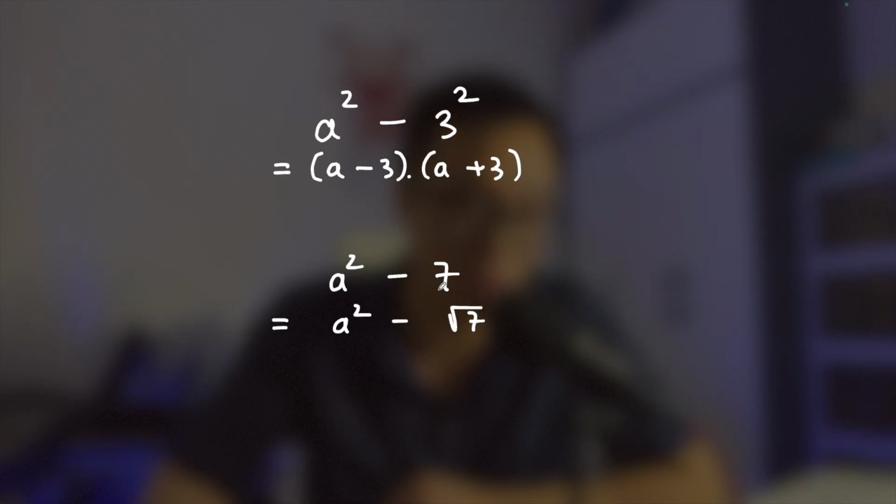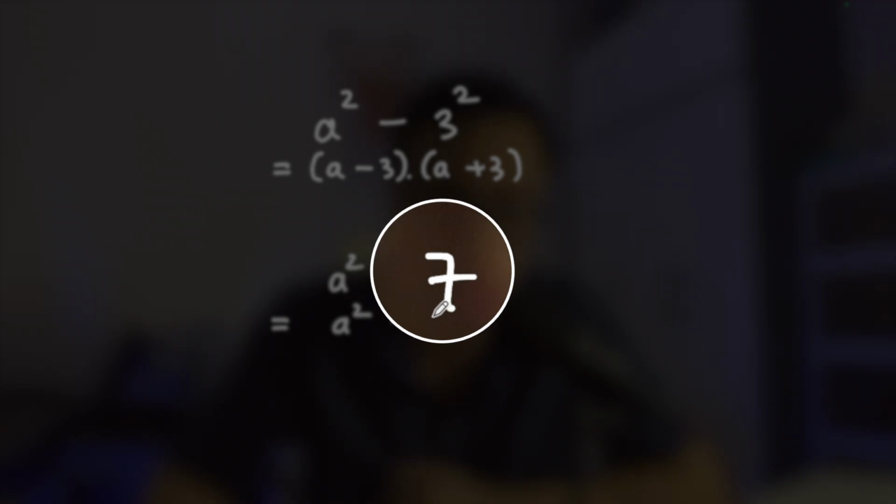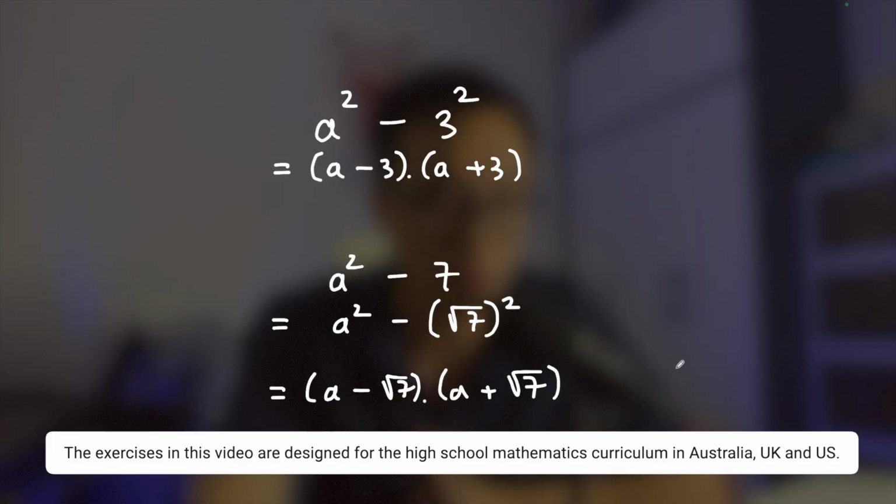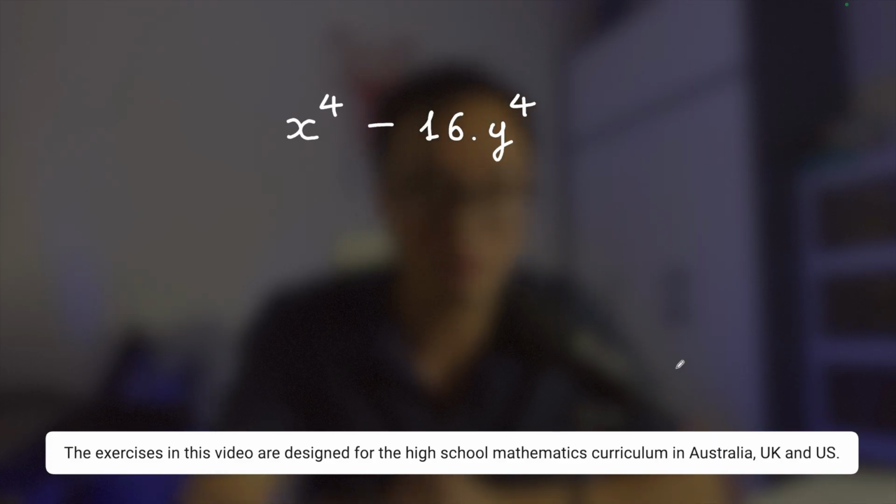The first step you need to apply is to convert 7 to the square form, with the square root inside the bracket, and outside you will have the square here. After that, it's very easy now to apply the difference of squares formula: a minus square root of 7 multiply with a plus square root of 7. Now we have the two simple questions, and how about this one?